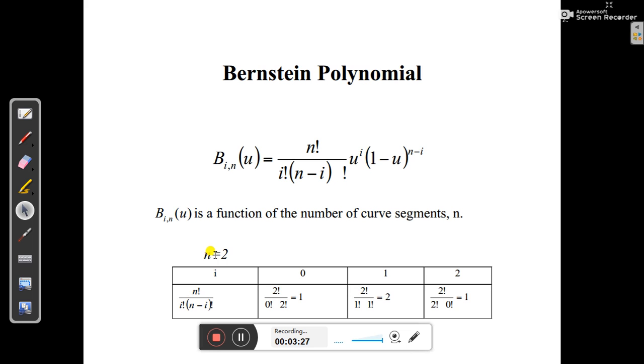that if n equal to 2, if the number of points is 2 or segments is 2, Bi,n(u) is a function of the number of curved segments. So you can use these equations. So here if you put the values of n, okay, n is 2 for every case, but i will be changed, so if we change the i's, you will get the values like 1 to 1. So that is to find out the Bernstein polynomial. We need to find out the polynomial.